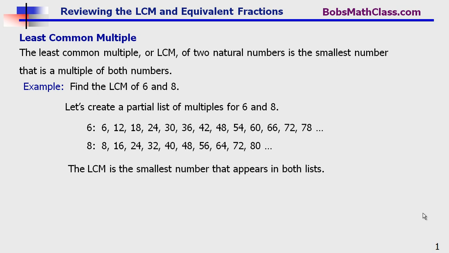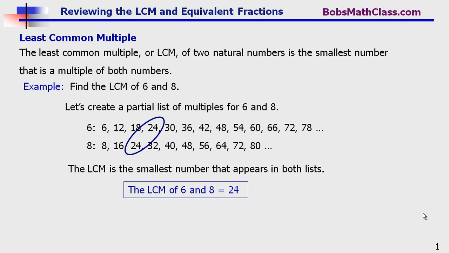Now the LCM is the smallest number that appears in both lists. So it's a common multiple. Not just a common multiple, but the lowest common multiple, or the least common multiple. So which is the smallest number that appears on both of those lists? Yeah, that's right, 24. So 24 is the LCM of 6 and 8.